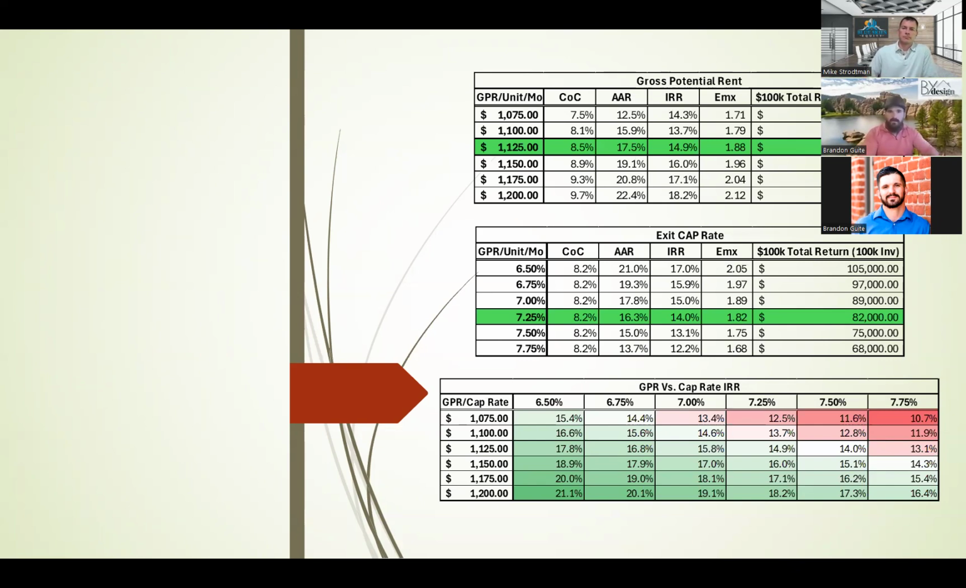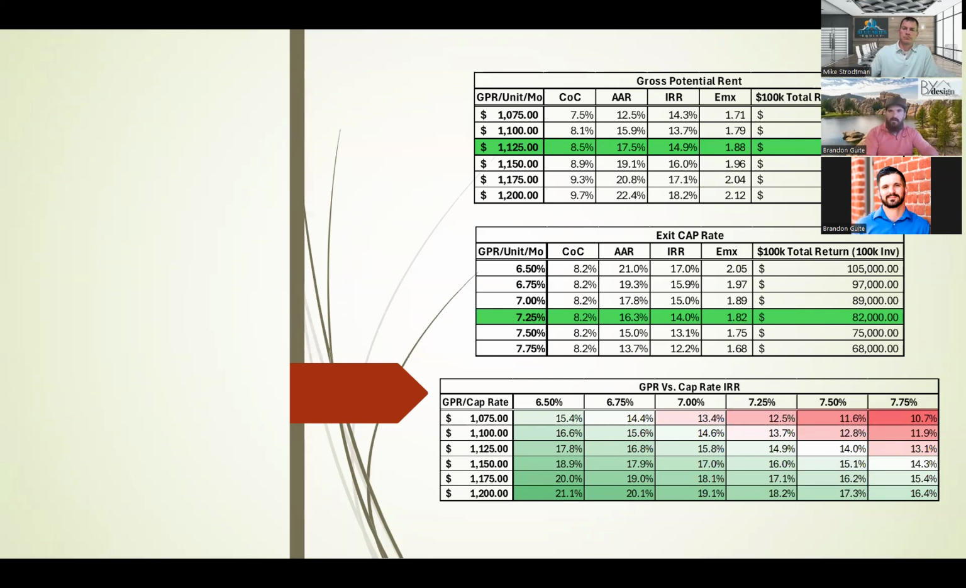Here at the top, that gross potential rent, if everything else is held flat and we only change that gross potential rent number, you can see what these changes are. We were just below this 1125. This is about where we were, just under it. But if we were overestimating it and it's really 1075, those percentages drop.